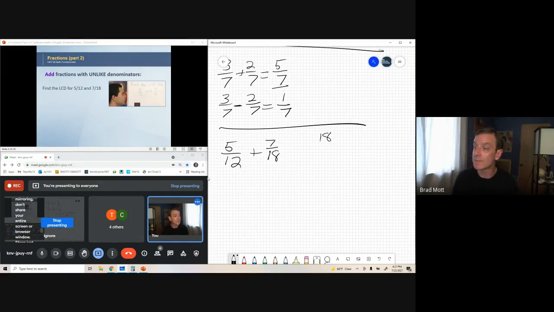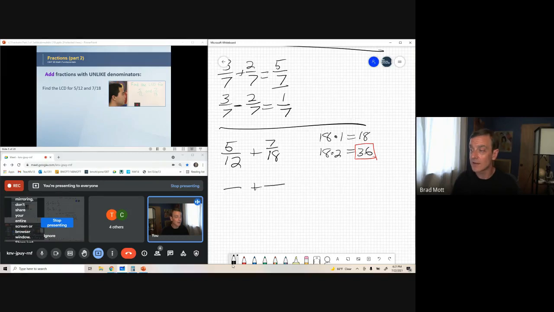So let's go through this. So 18 times 1 is 18. Does 12 go into 18? It does not. Going 18 times 2, you get 36. Does 12 go into 36? It does. So we have a winner. Our lowest common denominator is 36. So now we've actually done the hard part. Let's set up our problem and solve it.